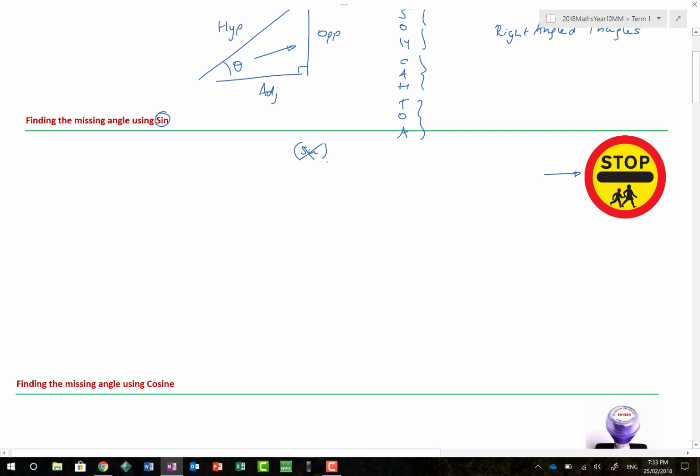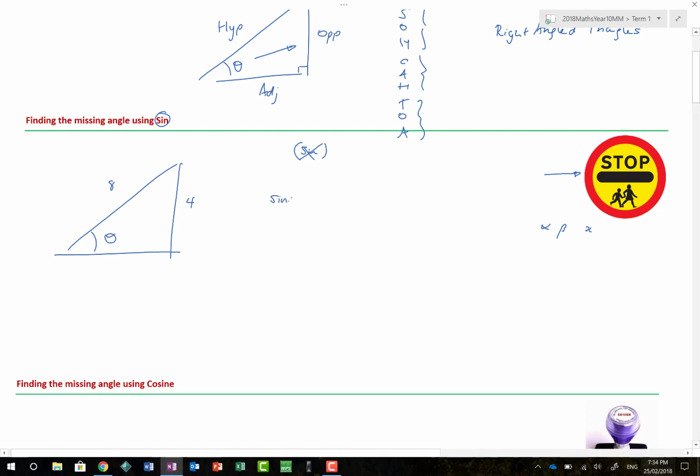So we're going to find the missing angle using sine. Here's my right angle triangle. Let's call that theta. And again, we can call it all sorts of different things. It could be alpha or beta or x or anything that it wants to be. But I think for convention's sake, we'll use theta. And I'm going to say my opposite side is going to be 4 and my hypotenuse is going to be 8.